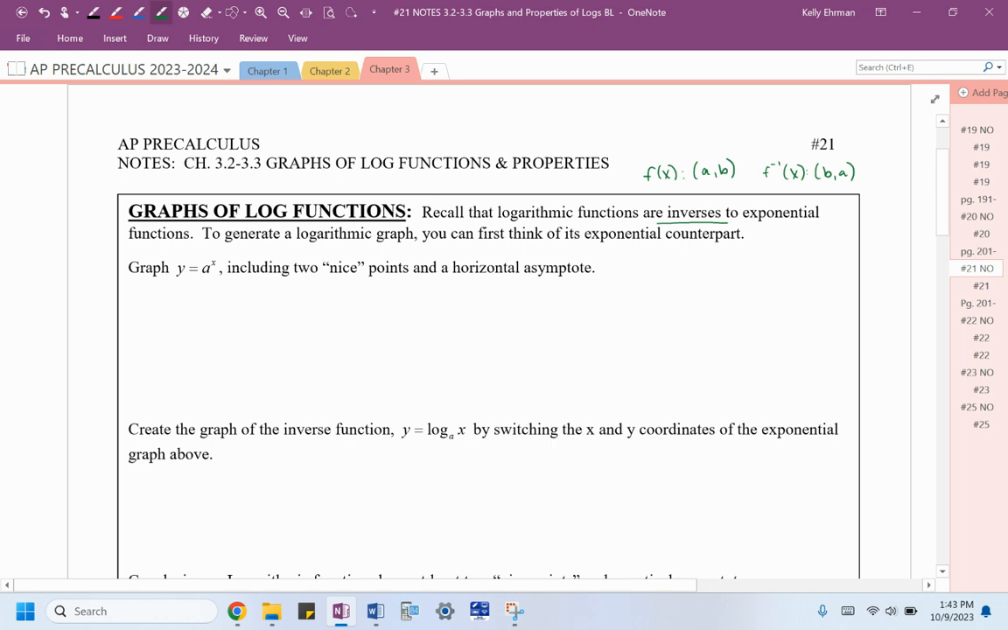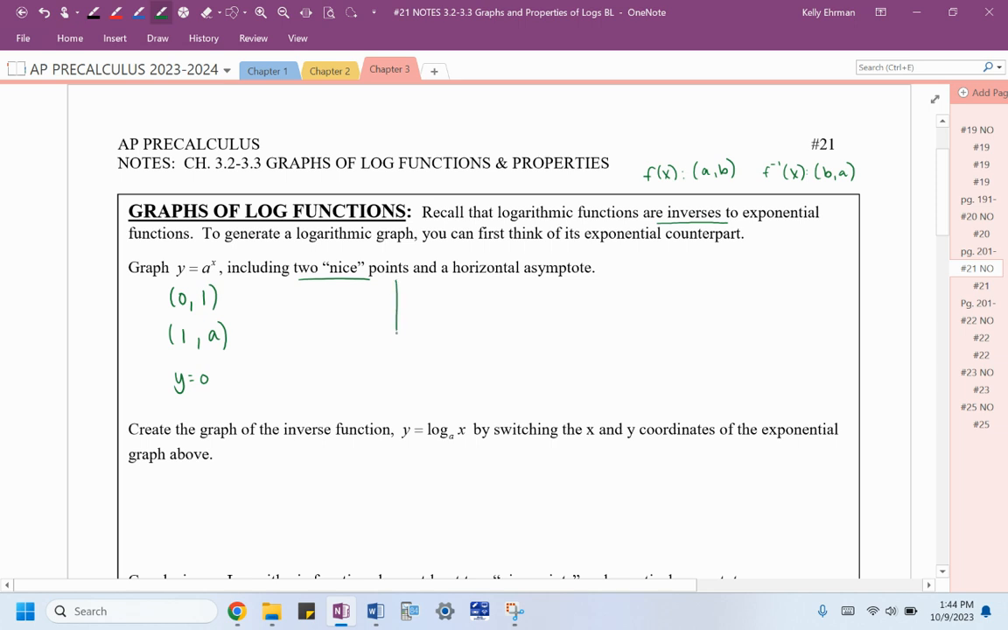So to generate a log graph, first I can think of its exponential counterpart. So if it's log base a, then I can think of y equals a to the x and figure out my two nice points. So remember, the two nice points on this graph are when you plug in 0 for x, a to the 0 is 1. And when you plug in 1 for x, a to the first is a. So those are the two nice points that we graphed when we first did exponential functions.